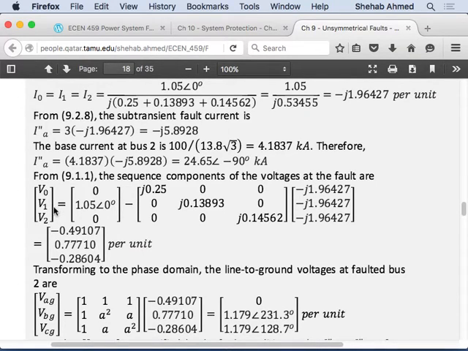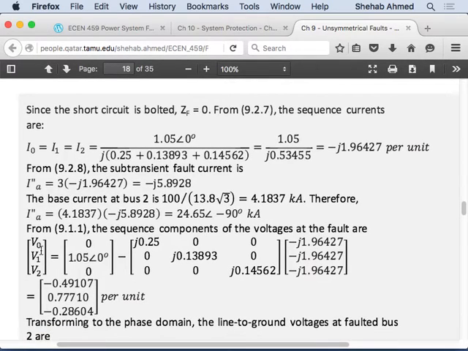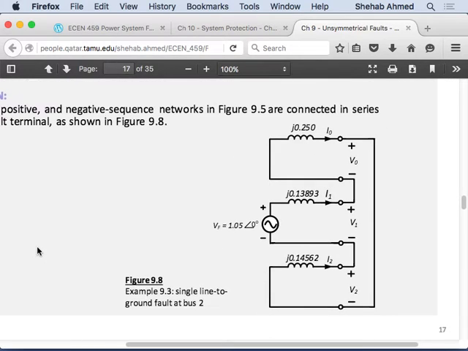How do you calculate the sequence voltages from the sequence circuits? You multiply the sequence current by the sequence impedance, right? This is V0. How do you calculate V0? V0 plus this voltage drop is equal to 0. So V0 is equal to the negative of the sequence current, because the sequence current is flowing in the opposite direction, times the sequence impedance.